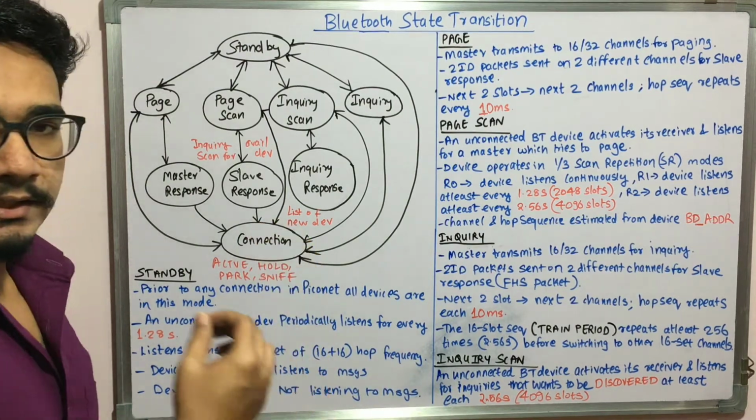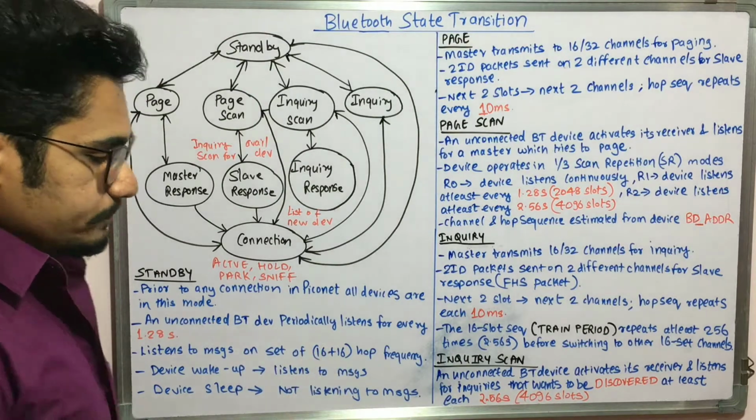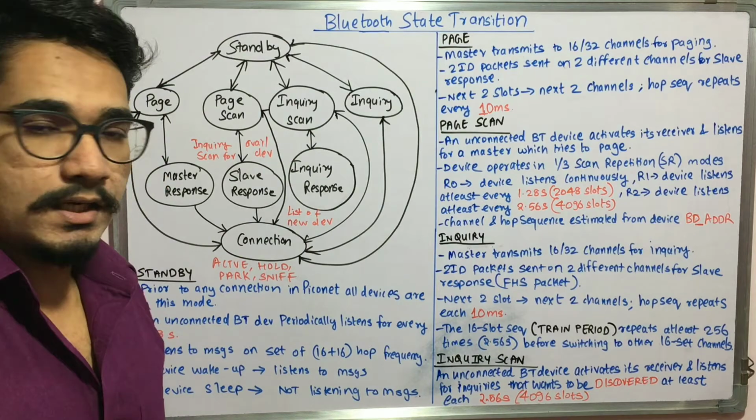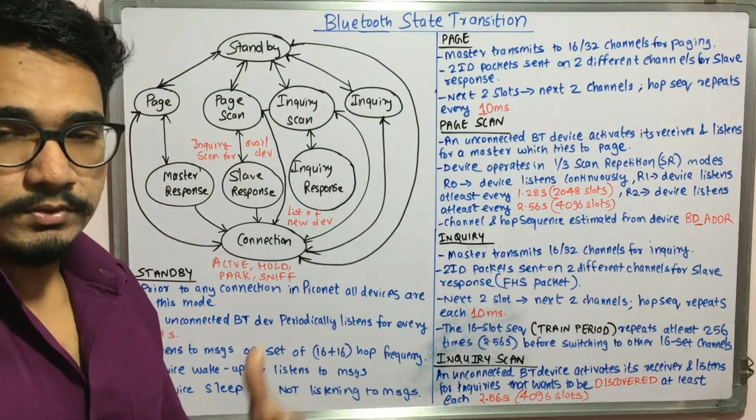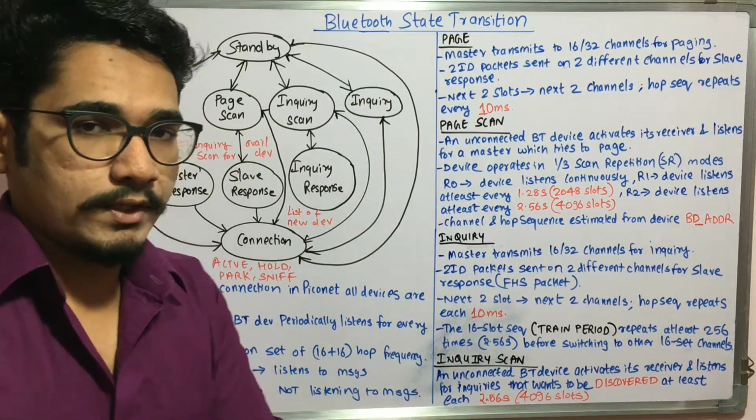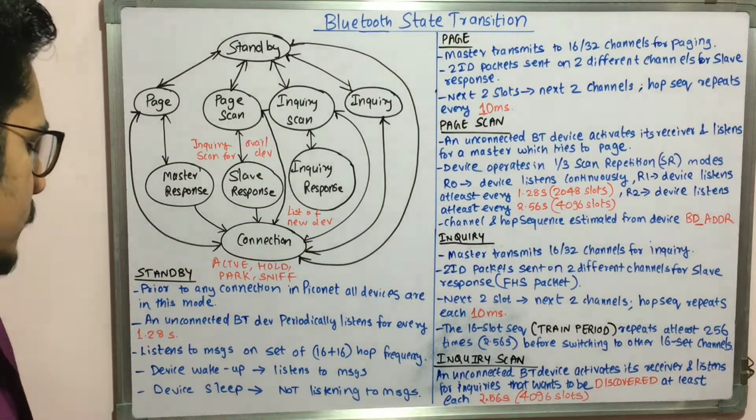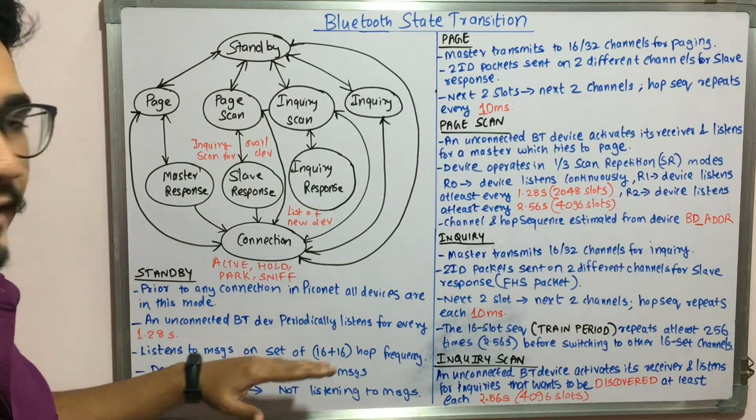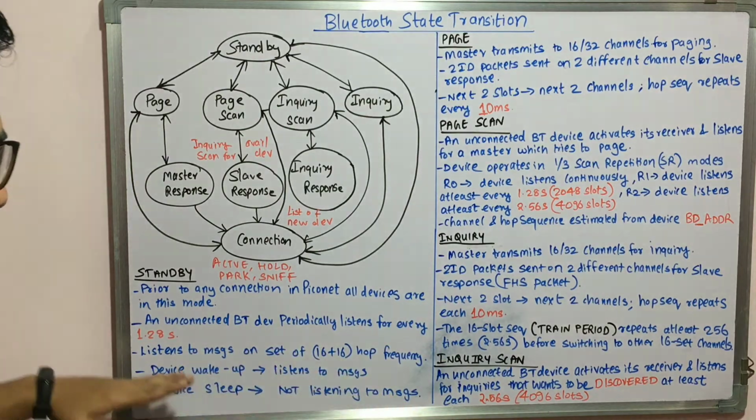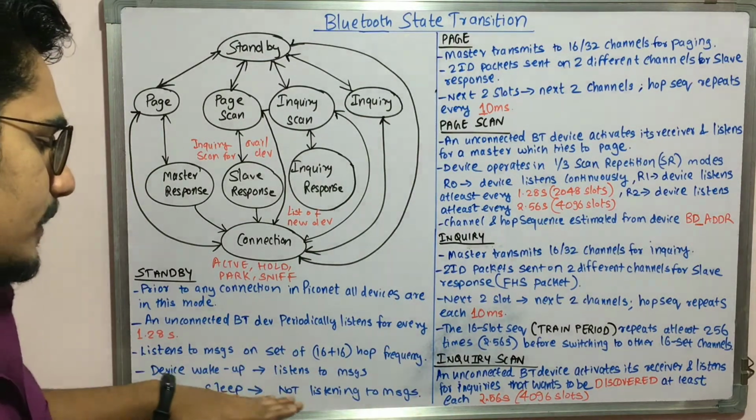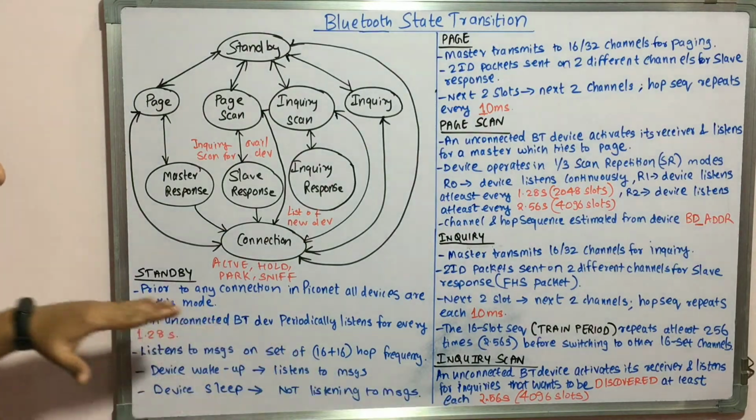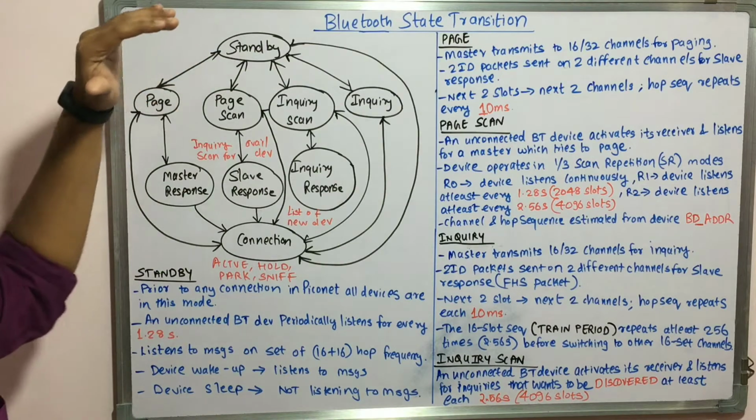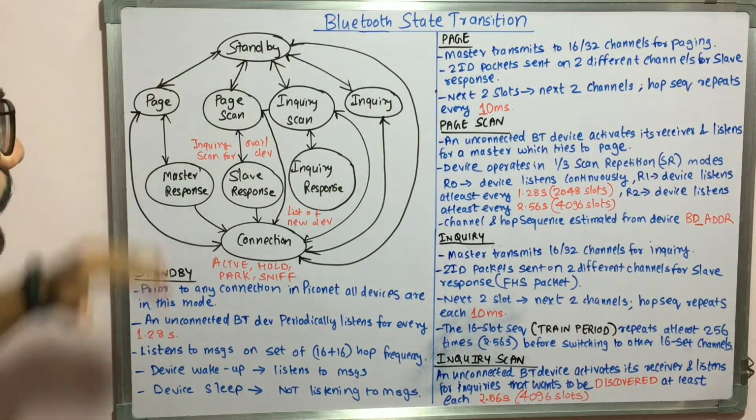At one point of time you have 16 hop frequencies, and for the next channel you have another 16 hop frequencies, so that makes a total of 32 hop frequencies for that particular message. If the device wakes up, it listens to messages, and if the device is sleeping, it is not listening to messages. So this is the standby mode, the very first state where the Bluetooth device enters.